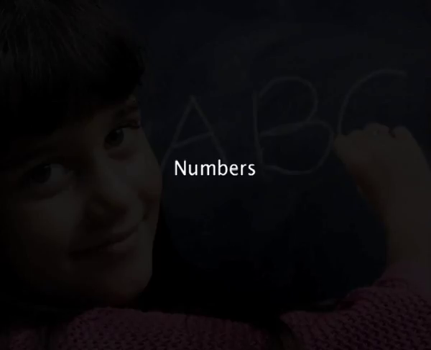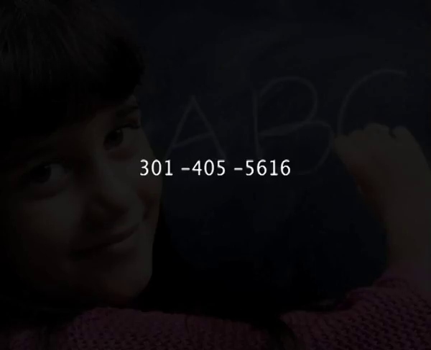Numbers are another choice for practicing consonants. For example, 301, 405, 5616. So, if you look at the example 5616, you can identify that the sound S is prominent there. The repetition, by giving them the number repeatedly, you can also help learners in practicing consonants.